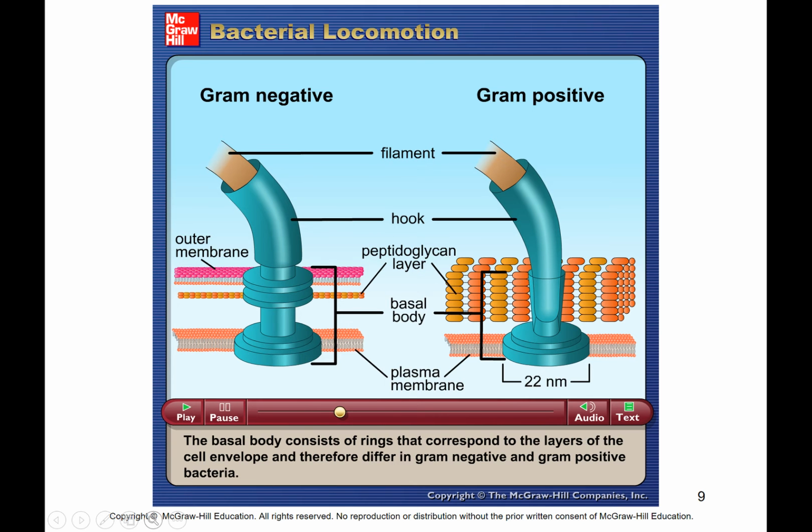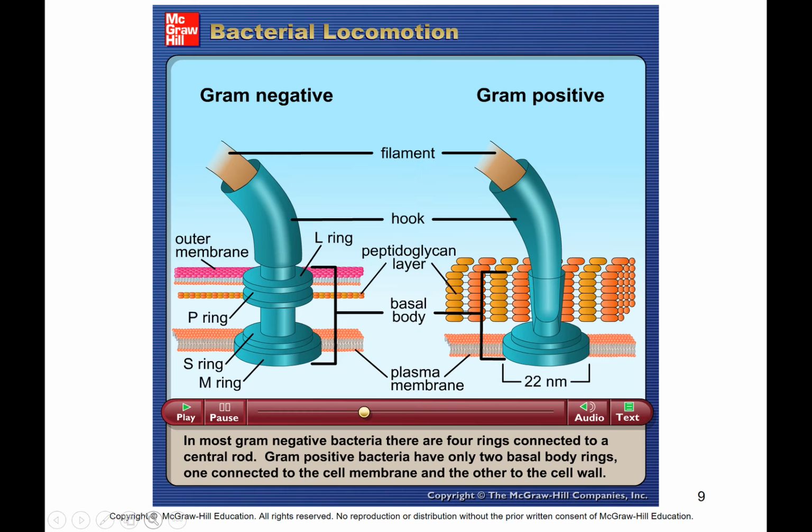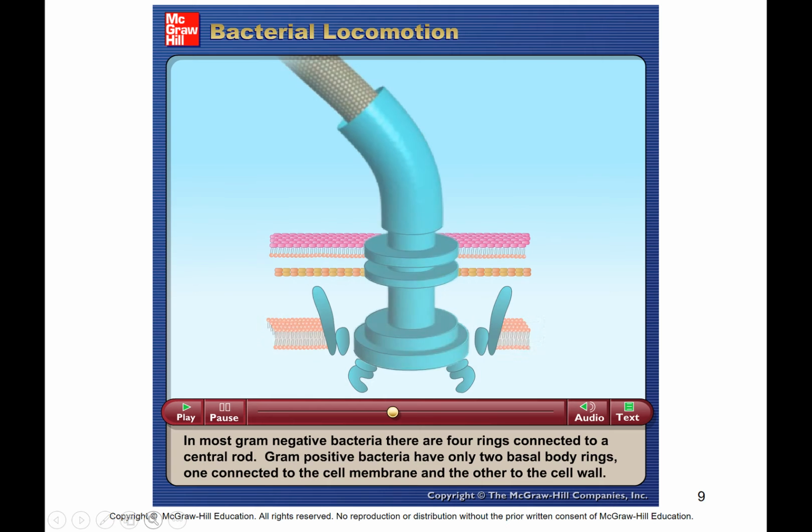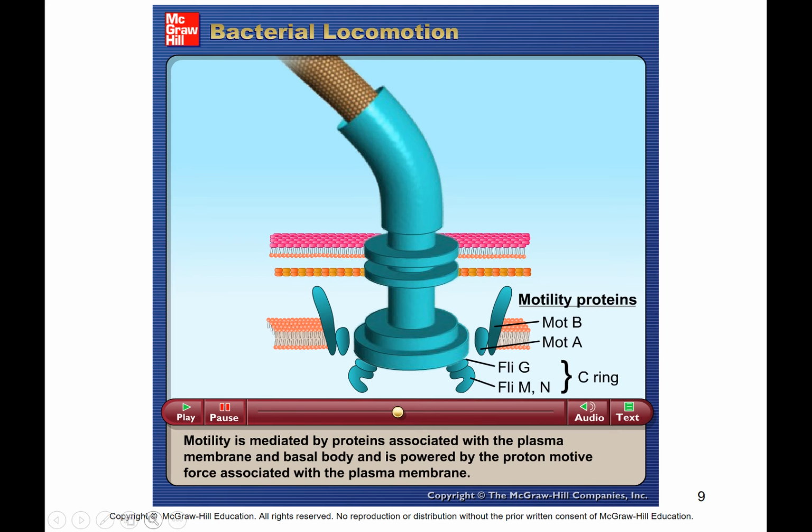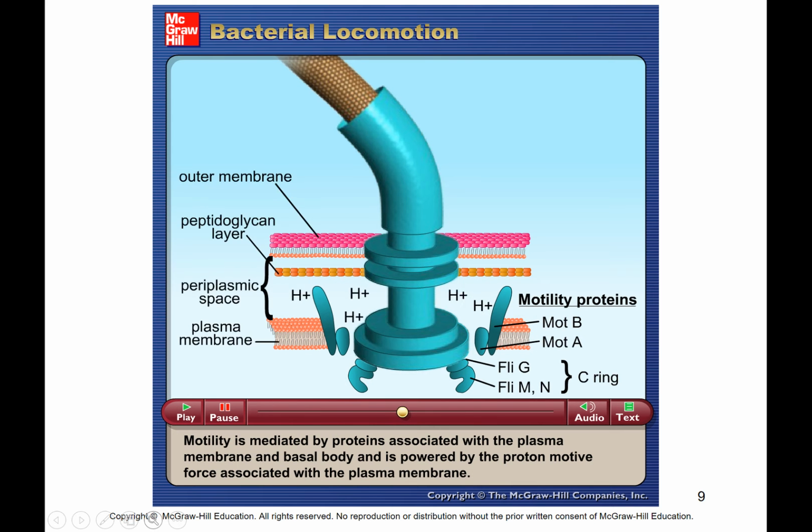The basal body consists of rings that correspond to the layers of the cell envelope and therefore differ in gram-negative and gram-positive bacteria. In most gram-negative bacteria, there are 4 rings connected to a central rod. Gram-positive bacteria have only 2 basal body rings, one connected to the cell membrane and the other to the cell wall. Motility is mediated by proteins associated with the plasma membrane.